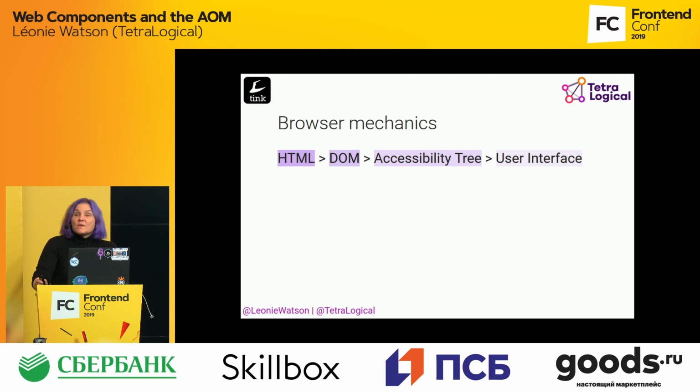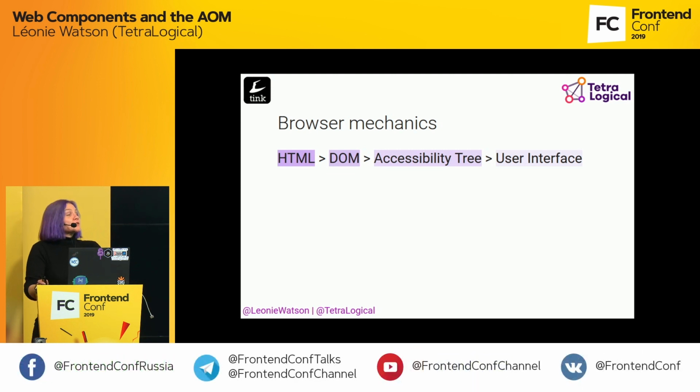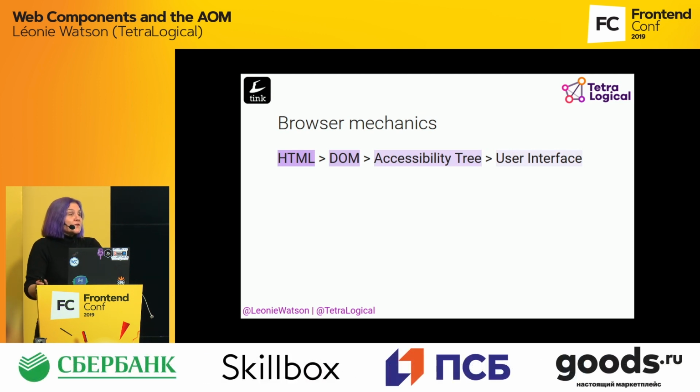It takes the HTML and it creates a document object model, the DOM. It also creates a parallel structure called the accessibility tree, and it creates other things like a visual appearance for the element if it needs one, and if it has interaction, it provides the necessary keyboard and mouse and touch support. So the browser does a lot for us when we just use HTML as it was originally meant to be used.